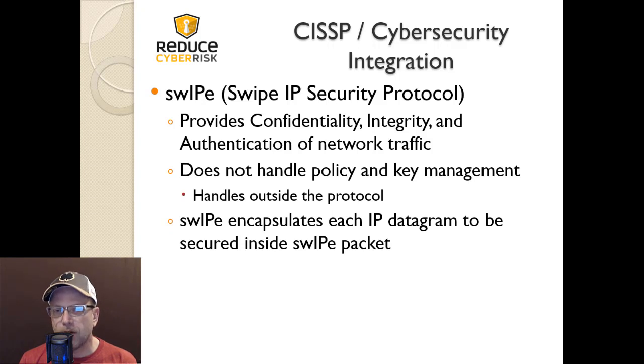It does not, however, handle policy and key management. That is handled outside of the specific SWIPE protocol. SWIPE encapsulates each IP datagram to be secured inside the SWIPE packet. So basically the IP datagram, which we talk about in the different levels of the OSI model, will be secured inside the overall SWIPE packet, and that's where it encapsulates it and wraps it up in a pretty little bow. But that is the SWIPE IP security protocol.